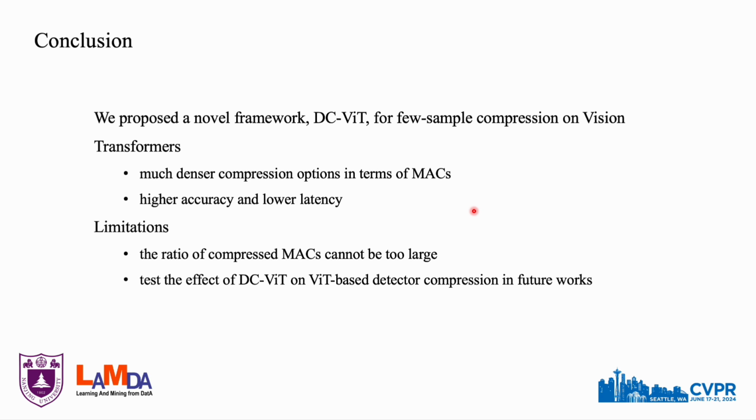However, one common limitation of DCViT and other few-shot compression methods is that the ratio of compressed MACs cannot be too large. Otherwise, the compressed model's accuracy will drop dramatically. Another limitation is that the few-shot compression is mainly restricted to recognition. However, tasks like detection and segmentation are more intriguing. We plan to test the effect of DCViT on ViT-based detector compression in future works.